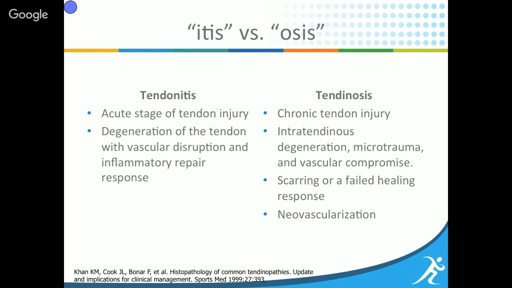In this stage, you get degeneration of the tendon with vascular disruption and an inflammatory repair response. This is where you get bringing in of inflammatory mediators to help repair the acutely damaged tissue. Unfortunately, if you constantly damage that tissue, eventually the inflammatory response runs out and it becomes a tendinopathy or tendinosis. This is that chronic tendon pain that we run into. In here, the inflammatory response is actually gone, and all you get is degeneration, trauma, and vascular compromise. There may be some scarring. There also may or may not be some neovascularization.